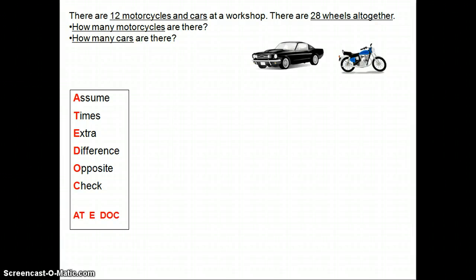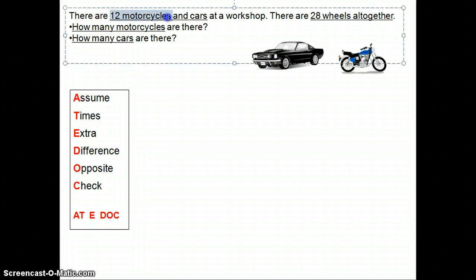Okay, for the assumption method we will use these steps, which I think is easy to remember by using the word ATEDOC, or like "the doctor". Alright, so: assume, times, extra, difference, opposite and check. These are the steps. Now, on to the question.